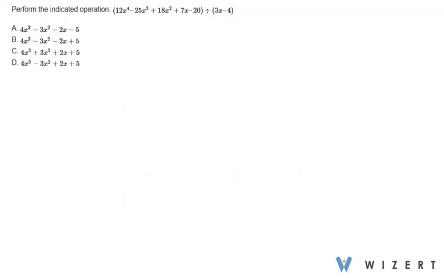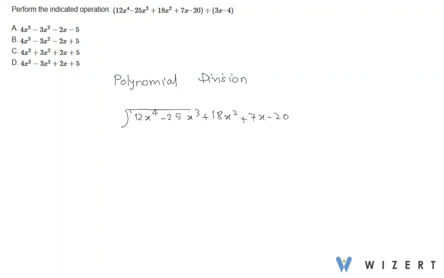We have this question here. Perform the indicated operation. We have to perform this division, so we'll perform polynomial division here. Let's write this polynomial: 12x to the power 4 minus 25x cube plus 18x square plus 7x minus 20, divided by 3x minus 4.